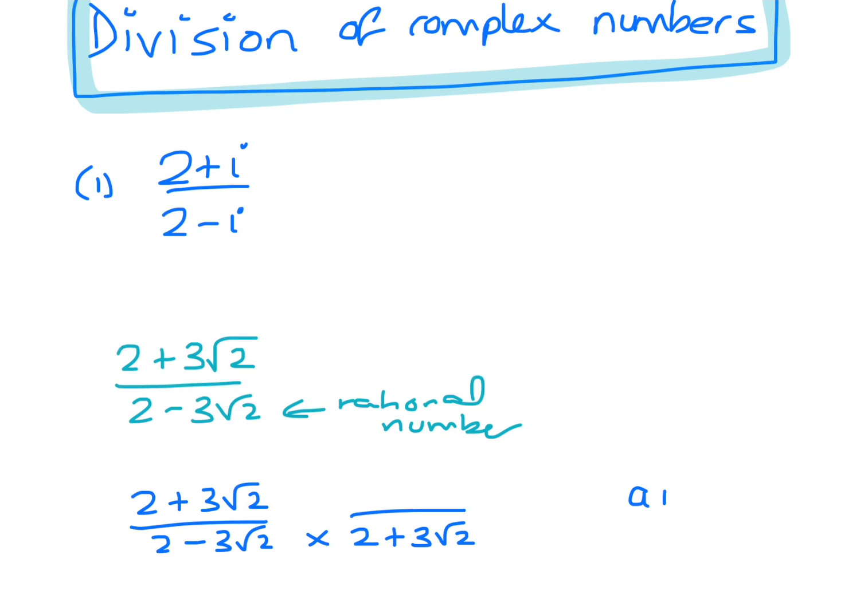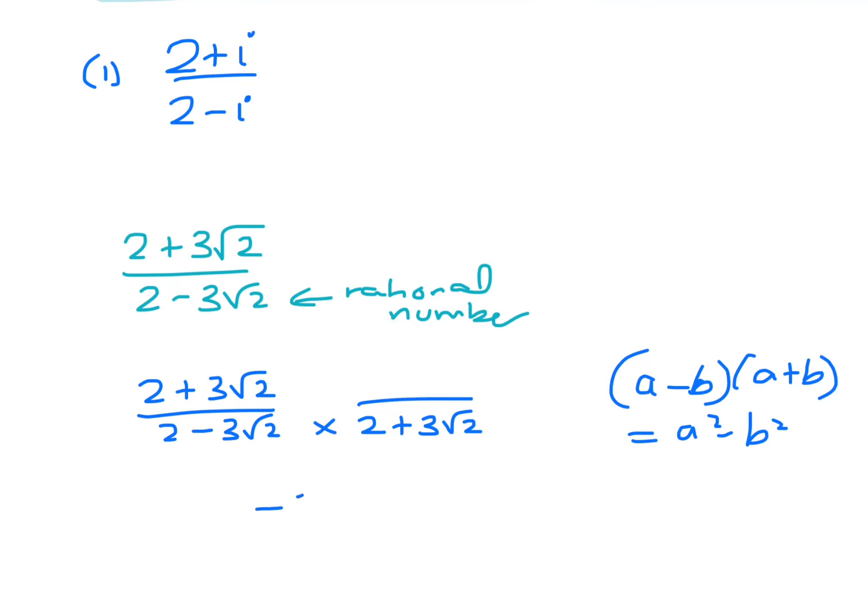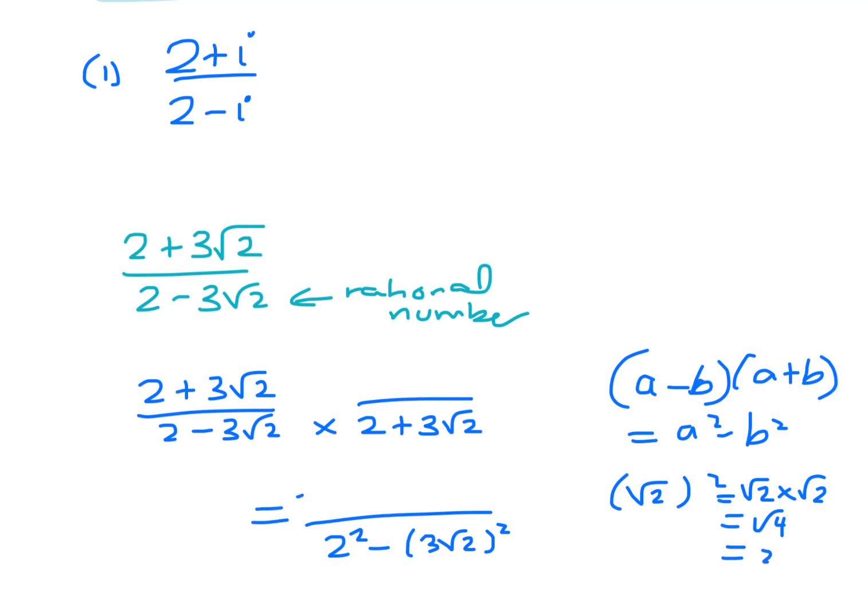And when you form the difference of two squares, you've got a minus b, a plus b, you end up with a squared minus b squared. So when you square a surd, you end up on the bottom with 2 squared minus 3 root 2 squared. When you square a surd, like root 2 squared, you get root 2 times root 2, which is root 4, which is 2. So the square root actually disappears. The square root and the square cancel each other out. That's why doing it by the difference of two squares removes the surd from the bottom. So what you do to the bottom, you do to the top.